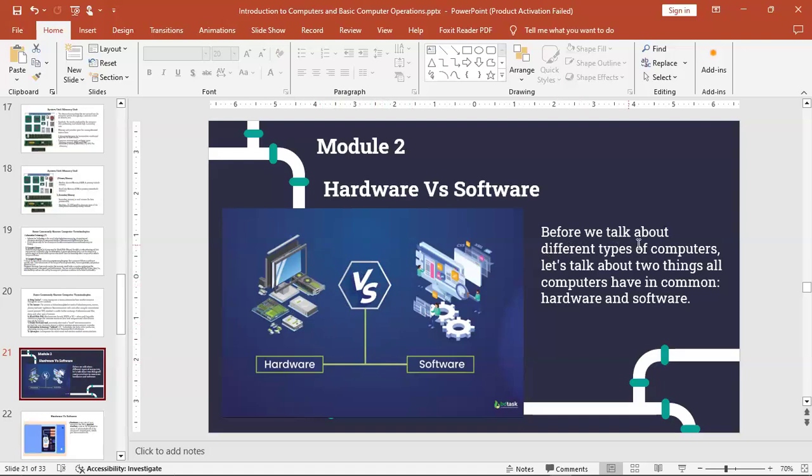Before we talk about different types of computers, let's talk about two things all computers have in common. That is hardware and software. All computers. Remember, I said computers are not only your laptop or your desktop. Even your phone that you're using is a computer. Even your watch, even your calculator. And they are made up of two main components: hardware and software.